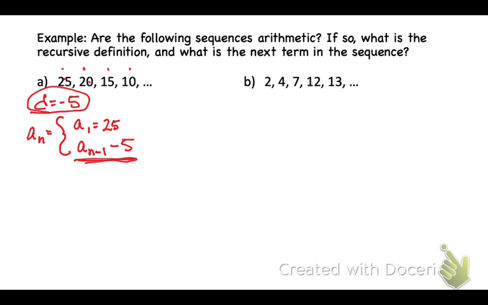Okay, then it lastly says, what's the next term? So this is 1, 2, 3, 4. Which one are we trying to find? 5. So a sub 5 equals a sub 5 minus 1, minus 5. Now Carly, this might help. What is 5 minus 1, Carly? 4. So a sub 4 minus 5. What is a sub 4, Carly? 10.